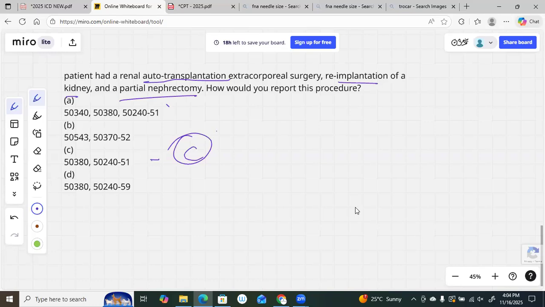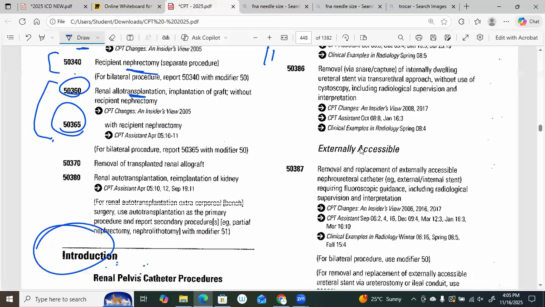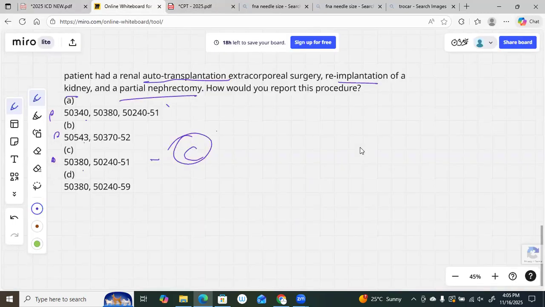So the first option we have here is 50380, 50340 and 50543. So we will see what is the difference between 50340, 50543 and 50380. So 50380 is renal autotransplantation with a reimplantation of kidney. It seems correct because this is what happened in our procedure. It's a renal autotransplantation and reimplantation. So 50380 seems to be correct.